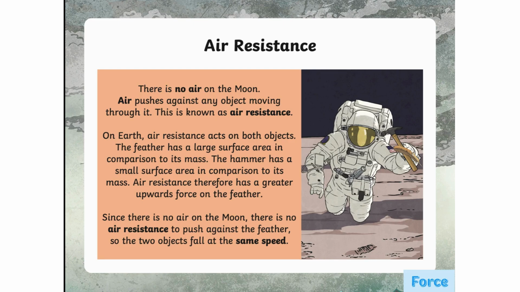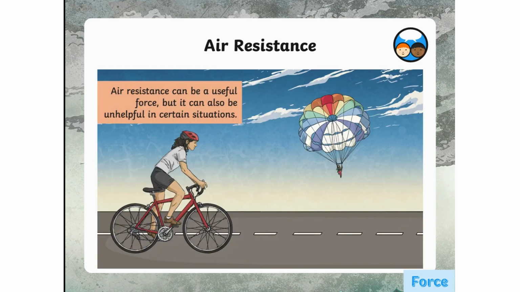Air resistance, therefore, has a greater upwards force on the feather. Since there is no air on the moon, there is no air resistance to push against the feather. So, the two objects fall at the same speed. I hope your inquiry met the target and this was the answer. Fantastic. Let's go ahead. Thank you. You are doing a great job. Air resistance can be a useful force, but it can also be unhelpful.